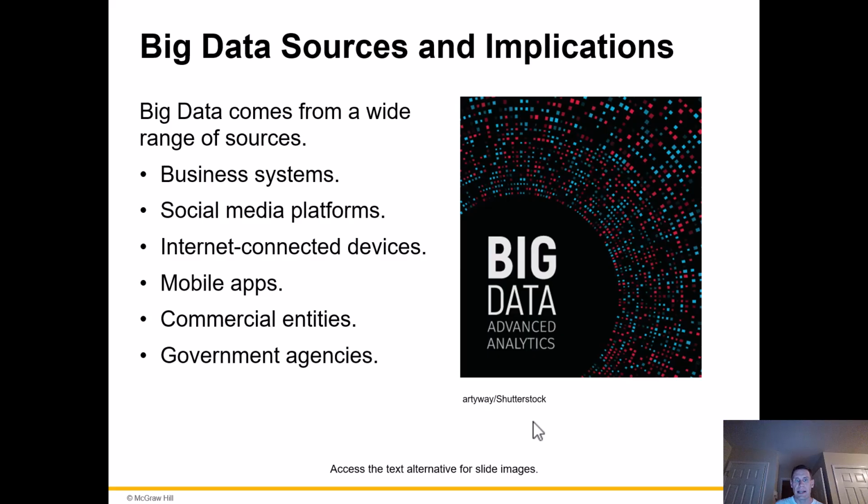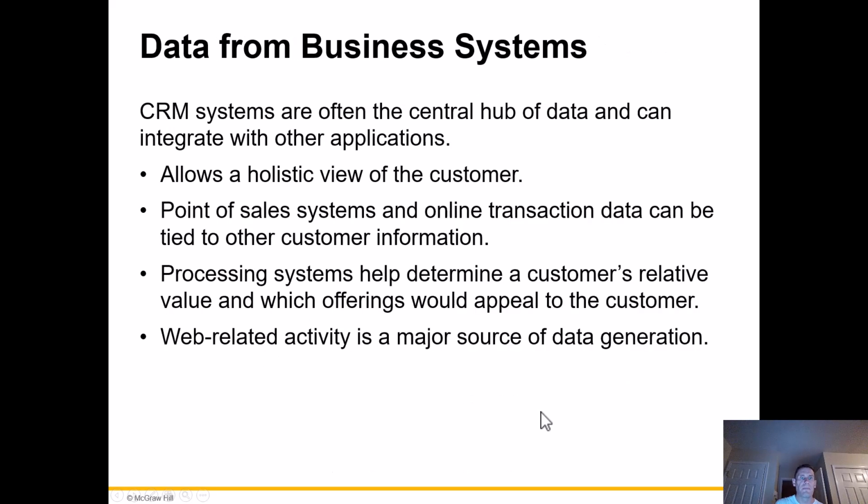Now, big data comes from a wide range of sources, things such as business systems, social media platforms, internet connected devices, mobile apps, commercial entities, and even government agencies. Now, CRM, again, customer relationship management systems, are often the central hub of data and can integrate with other applications. This allows a holistic view of the customer. And point of sale systems and online transaction data can be tied to other customer information. Now, processing systems help determine a customer's relative value and which offerings would appeal to the customer. So a lot of this is now being done by these systems. And of course, web-related activity is a major source of data generation, as I'm sure we're all aware.